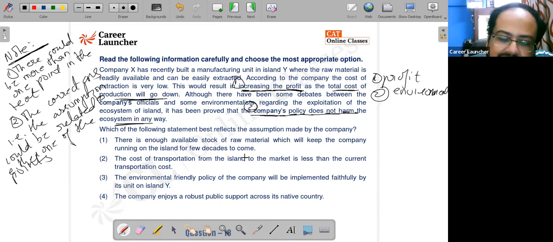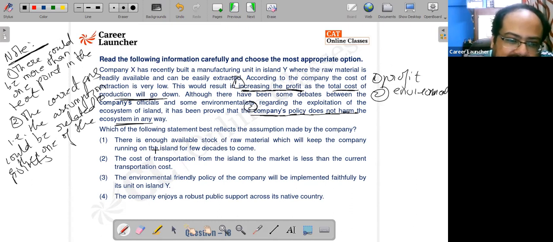Your answer can be related to any one of these 2 points. So your answer could be related to the concept of profit, or it could be related to the concept of environment. Let's look at the answer options. Option 1 says there is enough available stock of raw material which will keep the company running on the island for a few decades to come.